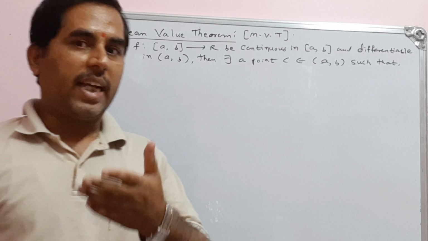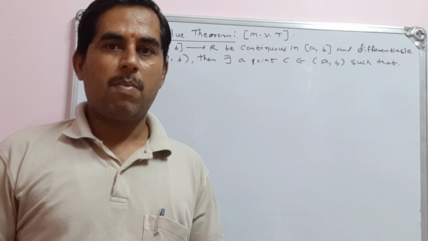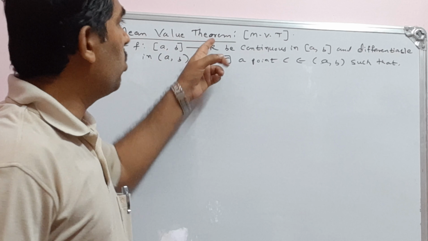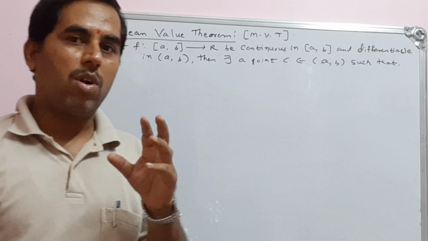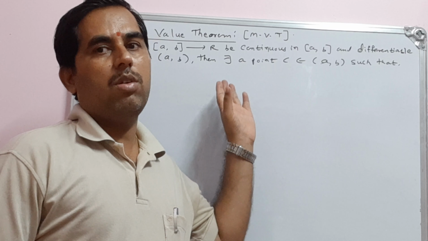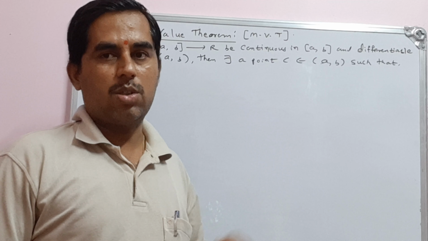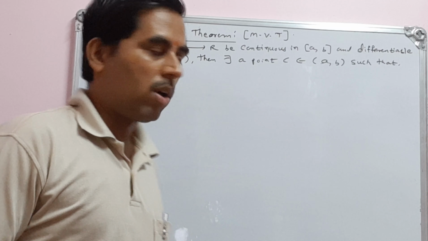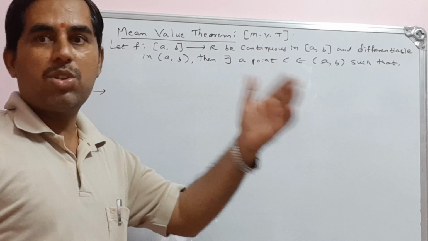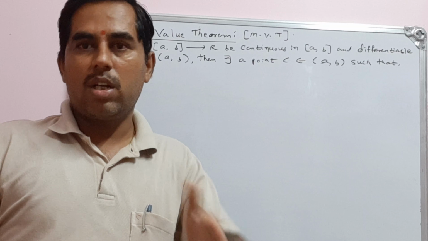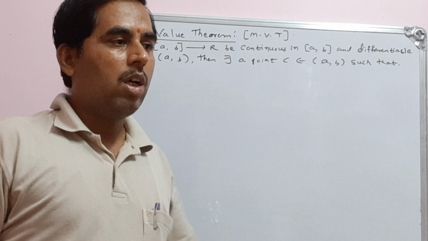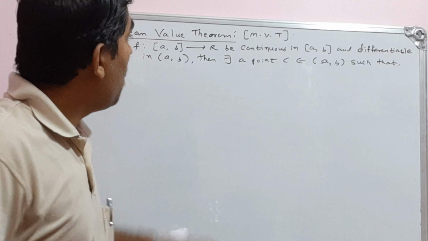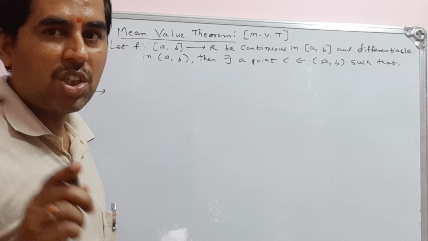So if we extend Rolle's theorem, then we get another statement. That statement is called mean value theorem. If you understand Rolle's theorem properly, then you will be able to understand this theorem also. Otherwise it will be difficult. It is the extension of Rolle's theorem. Extension means Rolle's theorem we have stopped at that point. If we go deep into that, we will get another statement, which is separated as mean value theorem.